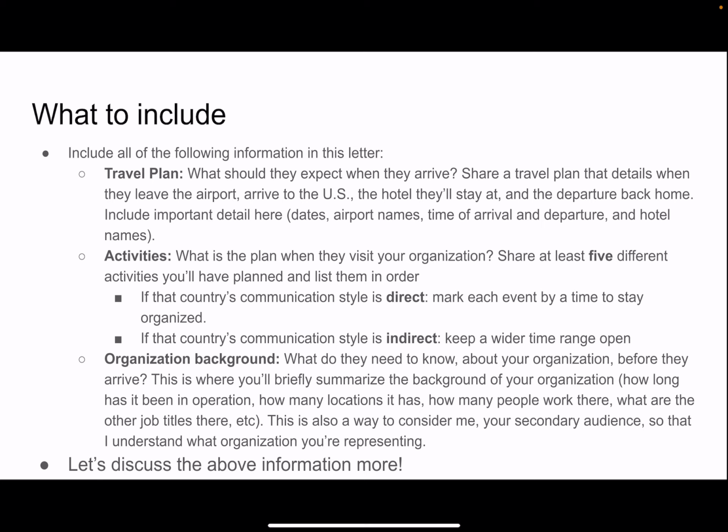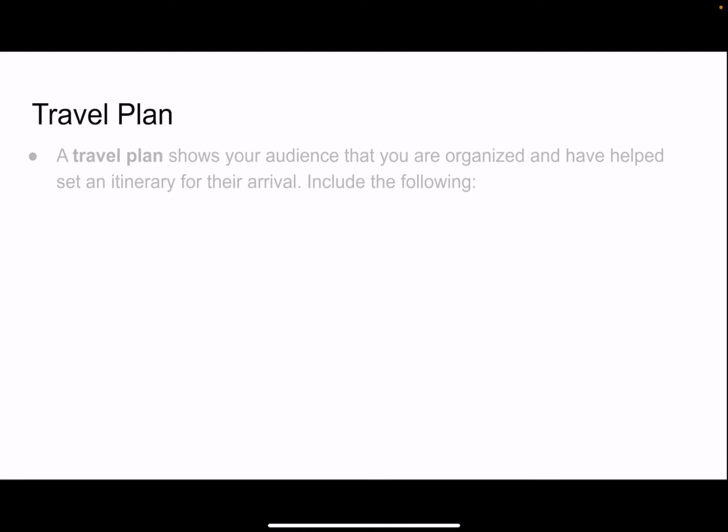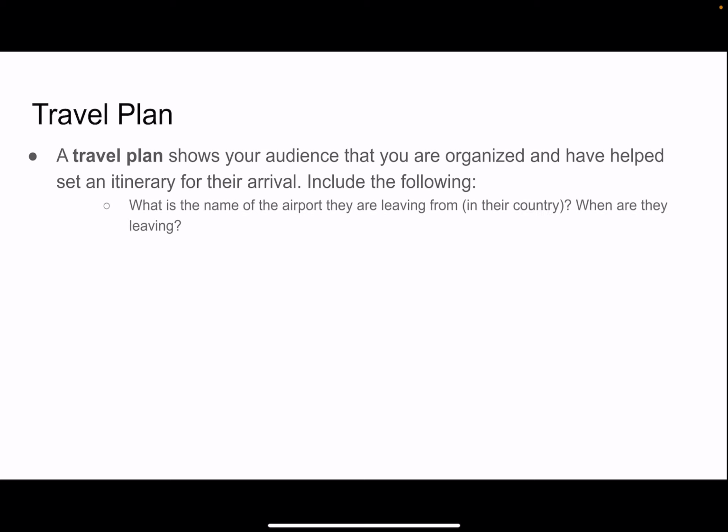So let's first talk about the travel plan. A travel plan shows your audience that you are organized and have helped set an itinerary for their arrival. You're going to include the following. What is the name of the airport they are leaving from? Meaning the name of the airport in their city, country. So think of a main city if it helps in that country. That's usually where airports are, where they're leaving from, basically.